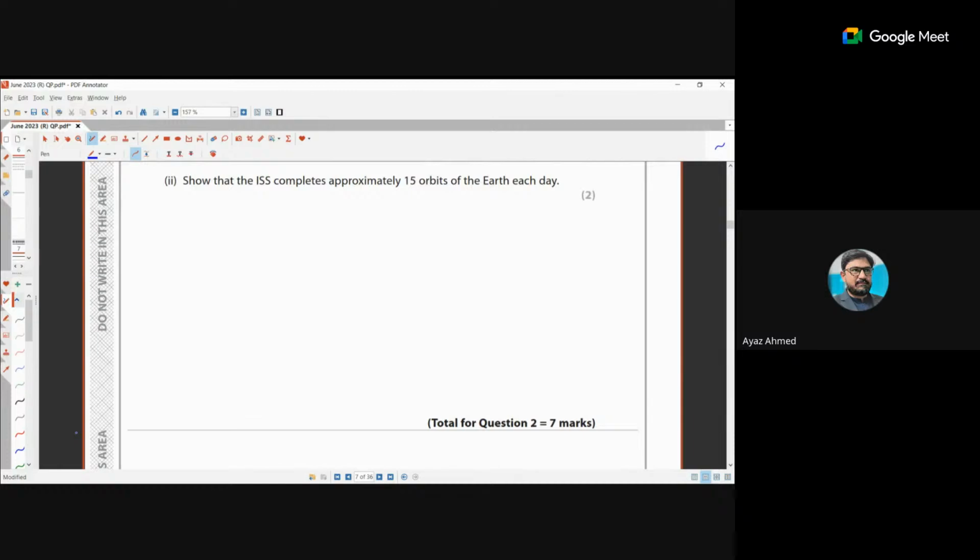Then show that the ISS completes approximately 15 orbits around the Earth in each day. Its orbital time period is given to you. The time period is 93 minutes. Okay, this is the orbital time period. And what is the time in 1 day? That is 24 hours. Okay, so I have to find the number of turns, that is, the total time taken.